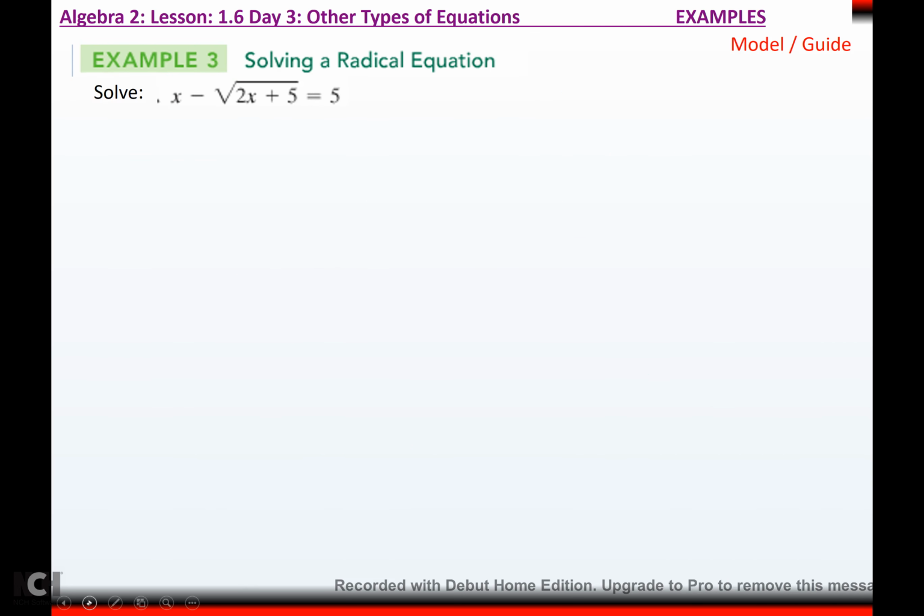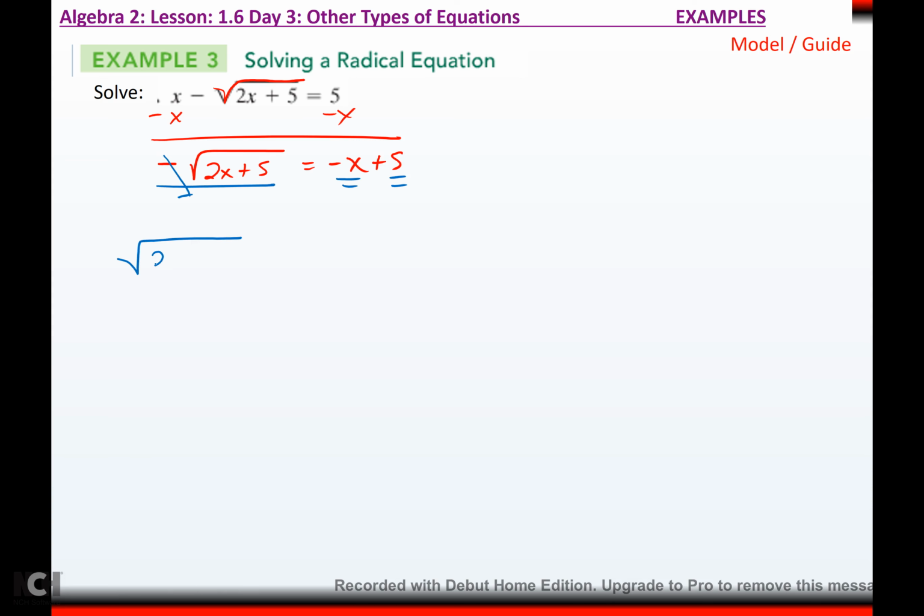Alright, so let's try this one. Again, I've got to isolate this radical, so I'm going to minus x. That's going to give me negative square root of 2x plus 5 equals negative x plus 5. Still not isolated. I need to get rid of that negative, so I'm going to divide everything by a negative, which gives me the square root of 2x plus 5 equals x minus 5.